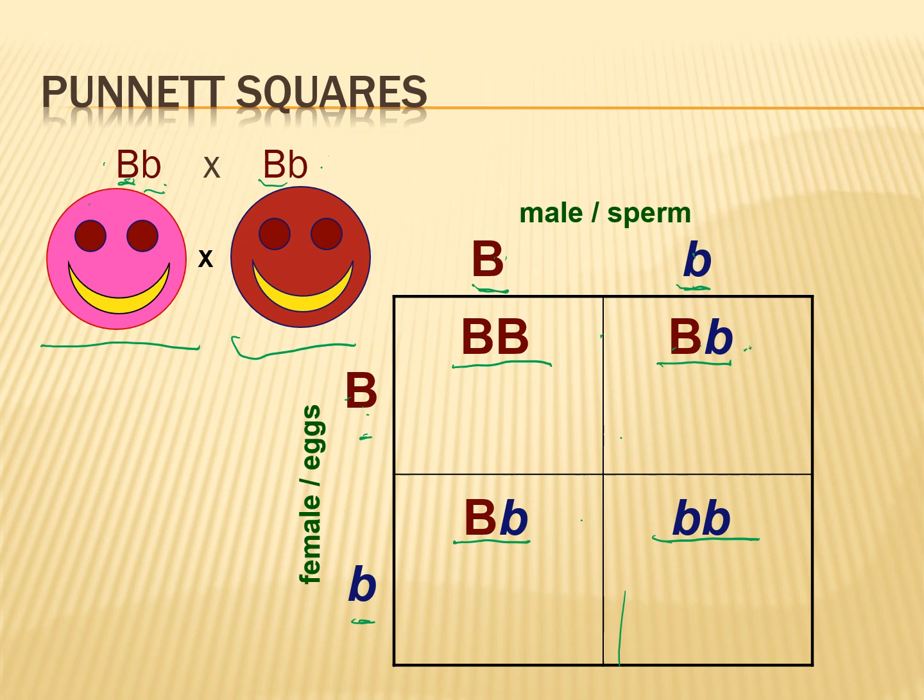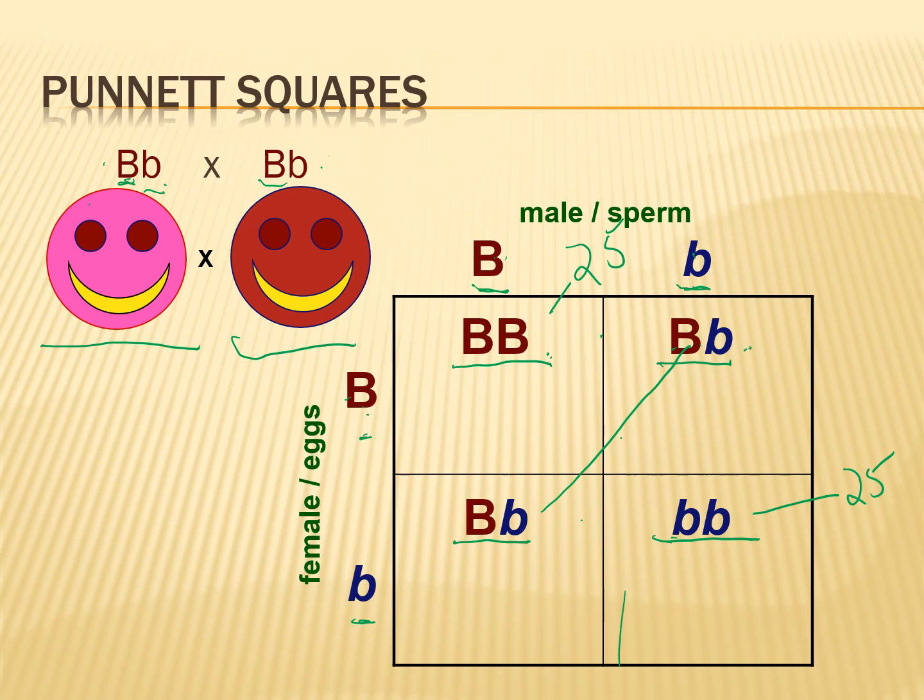And then the percentages are gotten from the boxes. So each box is 25%. So you have a 25% chance of having a child who is homozygous dominant, a 25% chance of having a child who is homozygous recessive, and then a 50% chance of having a child who is heterozygous. So that would be the genotypes.